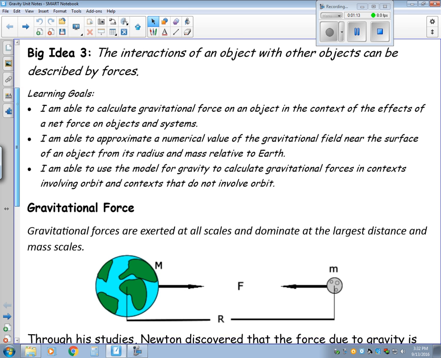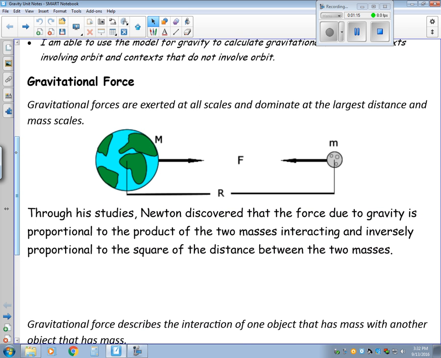All right, so gravitational force. They're exerted at all scales and dominate the longest or largest distance and mass scales. It's an attractive force. Gravity pulls things with mass together. And it is the weakest of the four fundamental forces. So as you're walking through the hallways with your friend, there's a force of attraction pulling you and your friend together. And you do not notice it because it's so small.